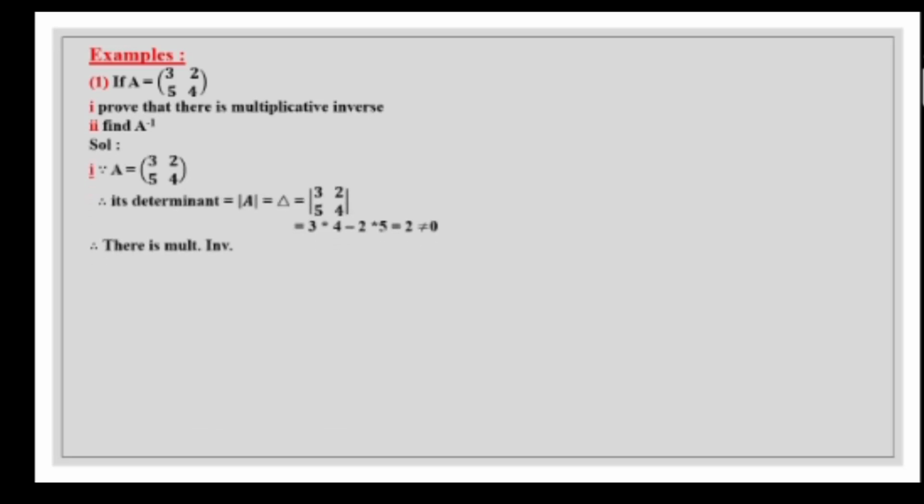Examples. Number 1, if A is the matrix 3, 2 and 5, 4. Number I, prove that there is a multiplicative inverse. Number II, find this multiplicative inverse, which is A negative 1. Solution.